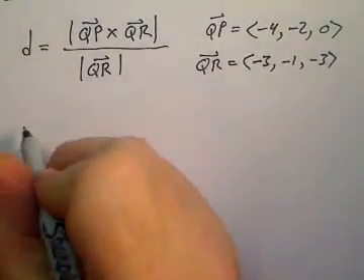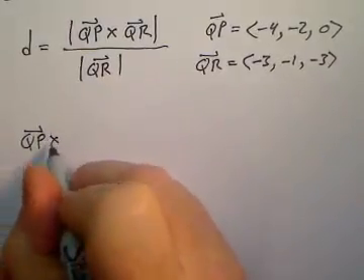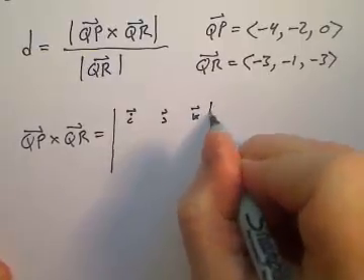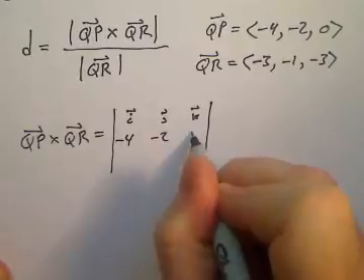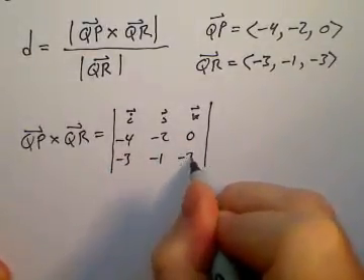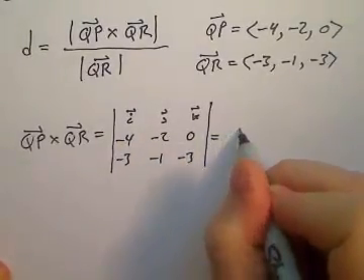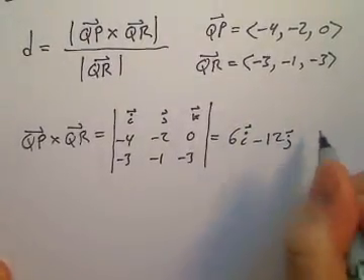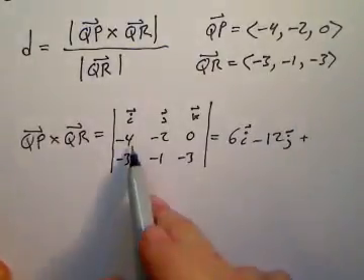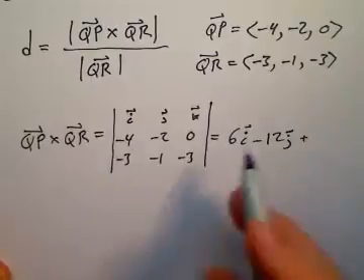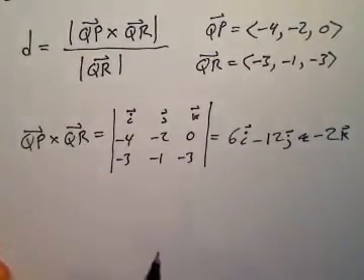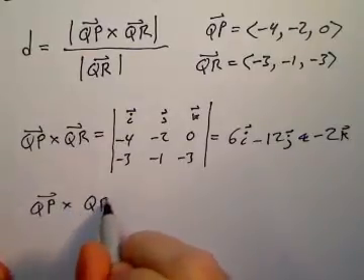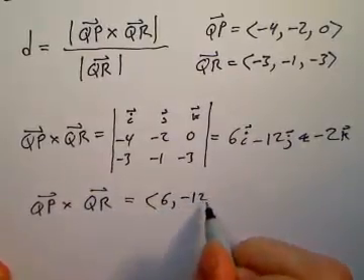And now the rest of this is just a straightforward computation, right? So my QP cross QR here, I'm going to have i, j, k, and then negative 4, negative 2, 0, negative 3, negative 1, negative 3. So this is going to be a what? I'm going to have a 6i, and then looks like a minus 12j, and then plus positive 4 minus 6, negative 2, so it should be minus 2k here, right? So that is my QP cross QR, just this vector 6, negative 12, negative 2.